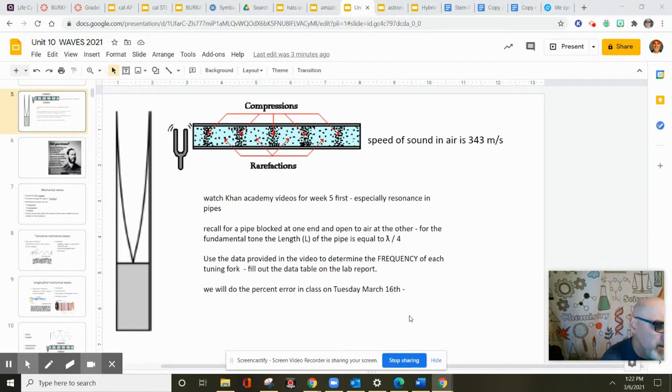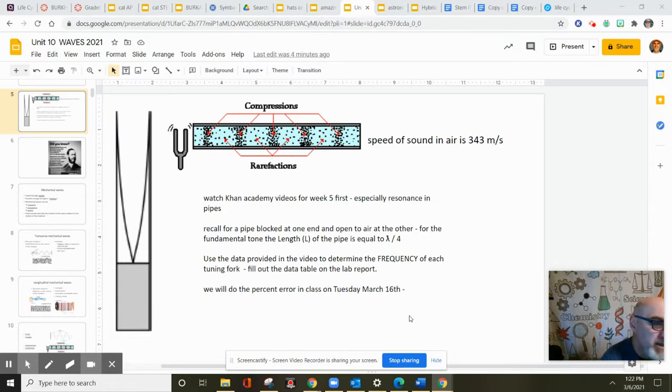I thought it may be a more clever thing to do, since we all know what the speed of sound is anyways, or we should know that it's about 343 meters per second, that I could make this a lab where the tuning fork frequencies could be a mystery to you and you would have to try to determine their identity. So that's what you're going to do.